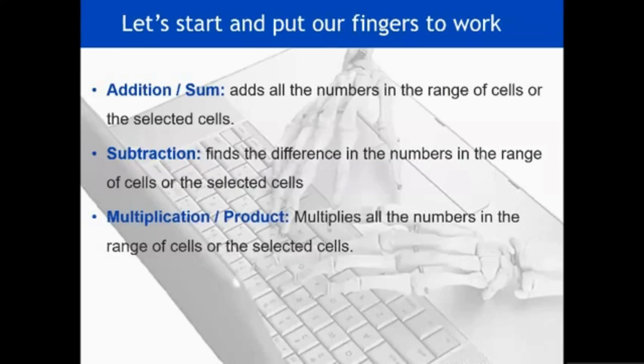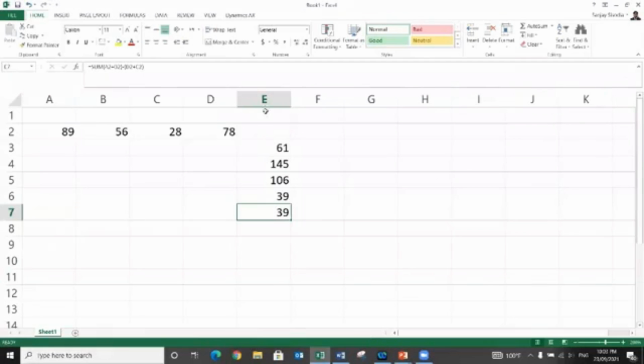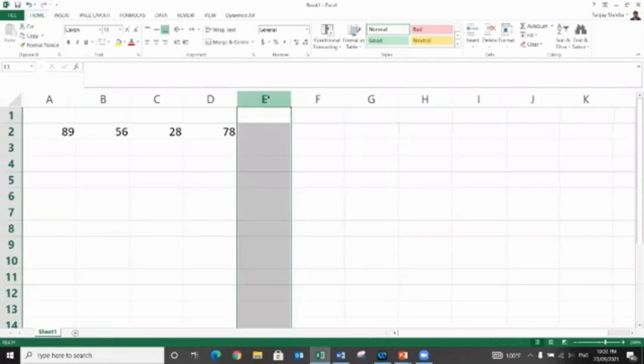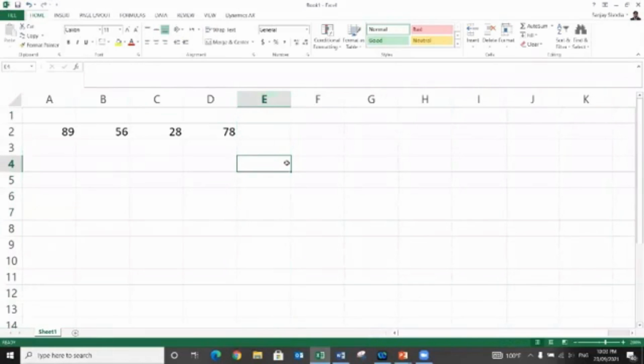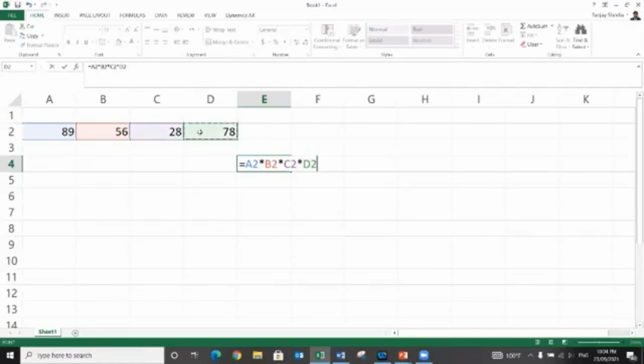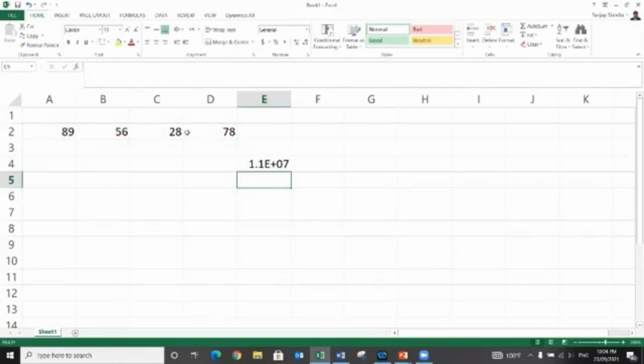Multiplication or product. We will use the same numbers to do the multiplication or product. So equals to 89. In Excel, remember, for multiplication, we use the star symbol. A2 multiplied by B2 multiplied by C2 multiplied by G2. Press enter. Oops, it's a very big number.